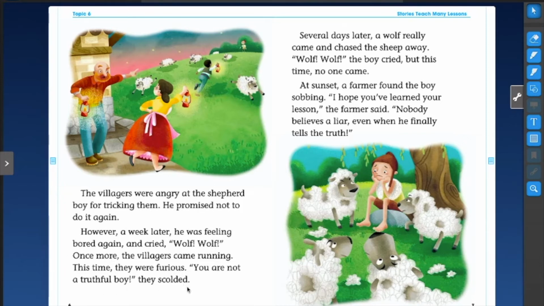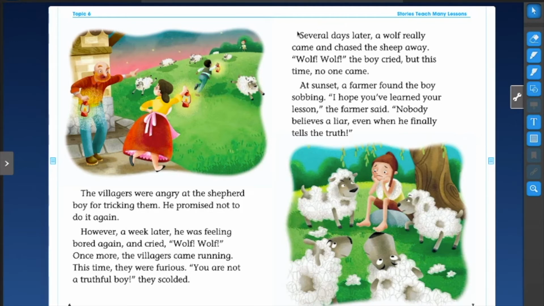So let's see if we heard any key details. I'm going to reread a few sentences. The villagers were angry at the shepherd boy for tricking them. All right, I'm going to reread another sentence. Once more, the villagers came running. This time they were furious. If you heard any key details, pause the video and share them.